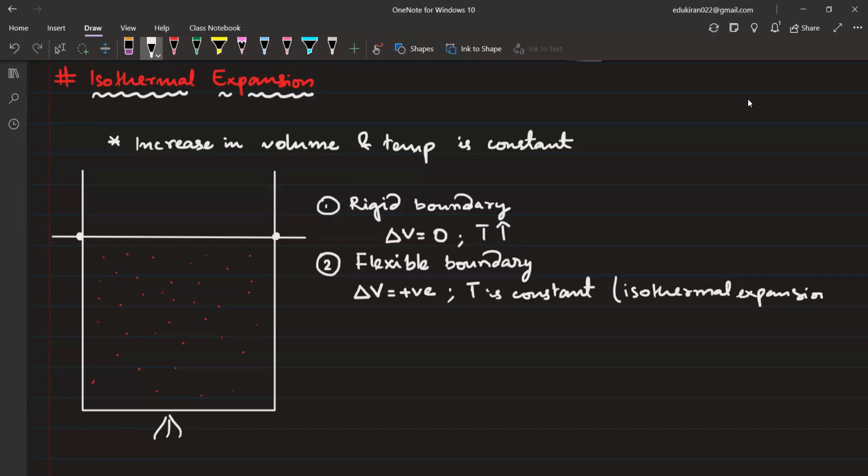Here delta V is 0, so there is no expansion. Delta V 0 means volume is not changing. So this is iso... what do you call it when volume is the same? Iso-choric. Isochoric process. This is isochoric.